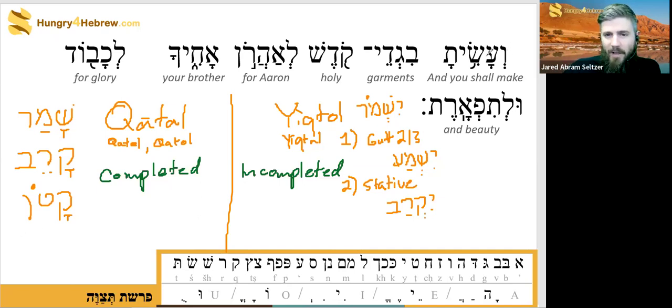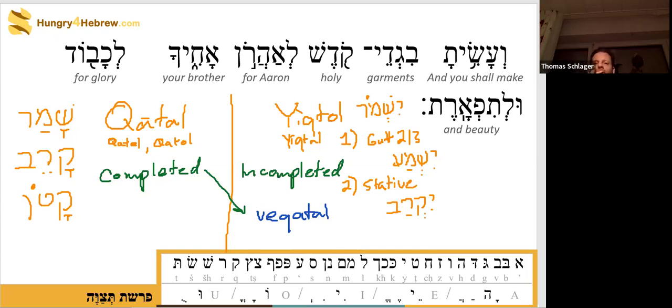Here we see ve'asita, that vav at the front flips the tense. So katal verbs are completed, but as soon as you add a ve to the front, all of a sudden you change it to an incompleted. Ve-katal verbs are incompleted. They still take suffixes like katal verbs do, like katalti, I did something, or katalta, you did something. But there's a ve at the front that flips the tense. Ve-katalti, ve-katalta, ve-katalnu.